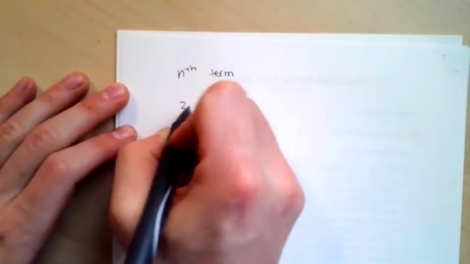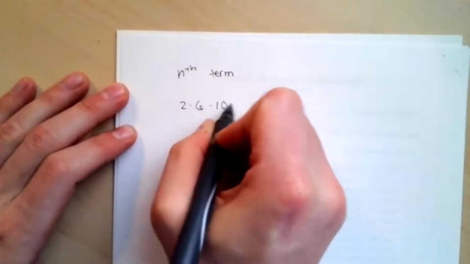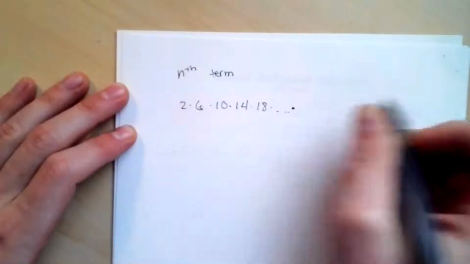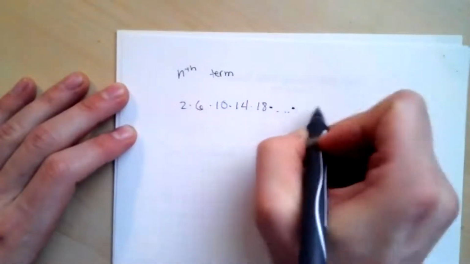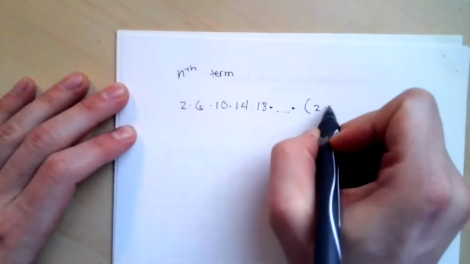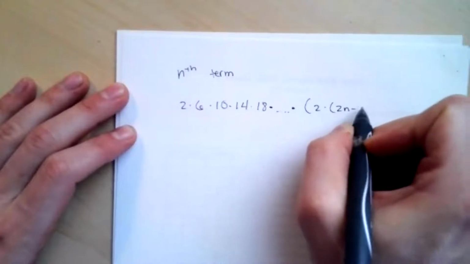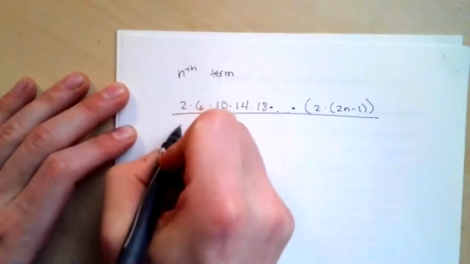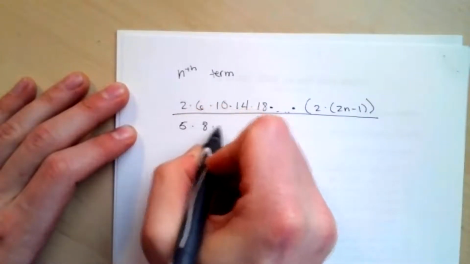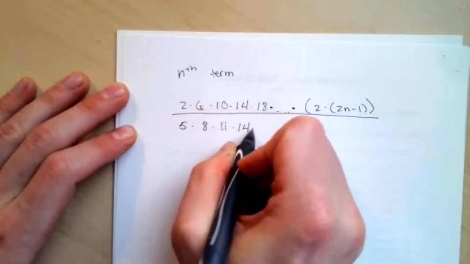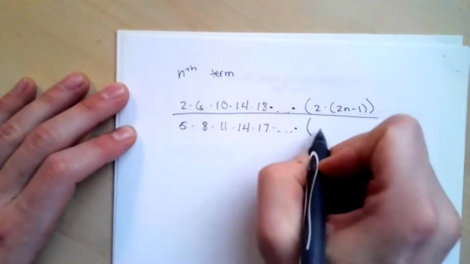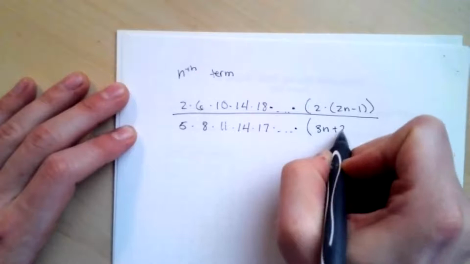is going to be given by 2 times 6 times 10 times 14 times 18. And then the last term is going to be a product of 2 times 2n minus 1. And in the denominator, we've got 5 times 8 times 11 times 14 times 17. And then the last term, 3n plus 2.